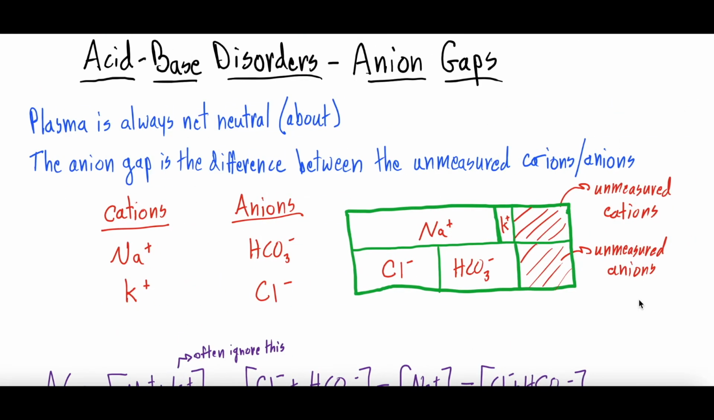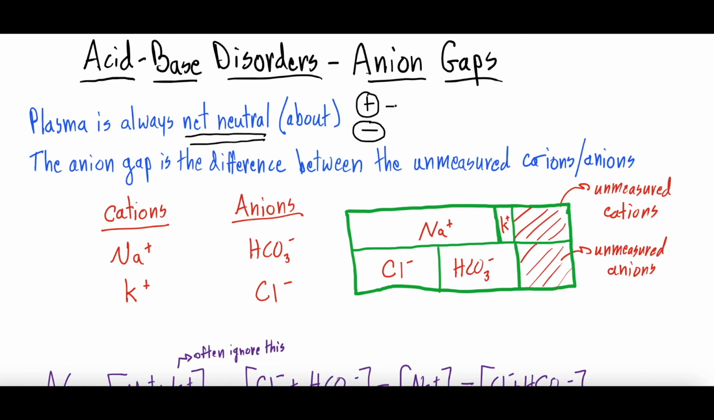Today, everything you need to know about anion gaps. So the first principle here is that plasma, or blood plasma, is always net neutral. Just about net neutral, meaning that the positively charged particles balance out the negatively charged particles. There's the same amount of each of them.